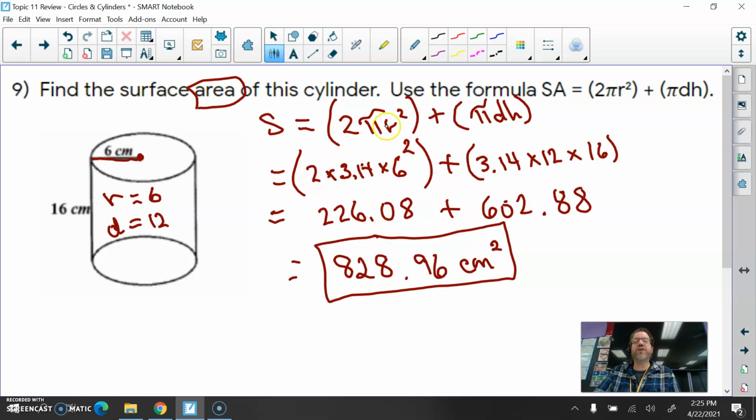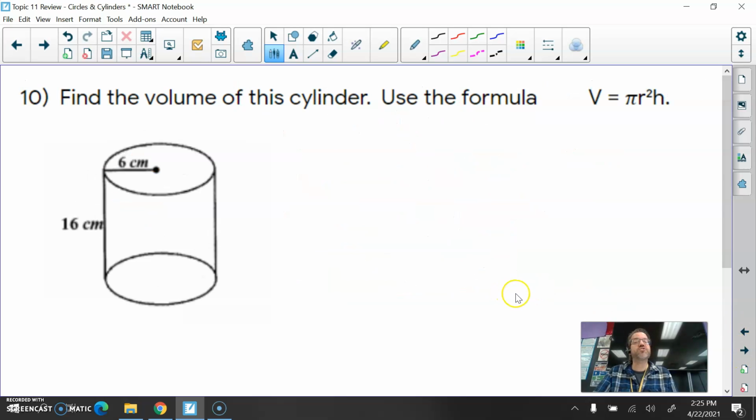Okay? It is very important that you show all of your work on paper. You're not going to be able to keep all of this straight mentally without having a very high likelihood of making an error. So showing your work is really critical. And then one last question, find the volume of this exact same cylinder. Use the formula V equals pi r squared h. This will be much quicker because it's a shorter formula.